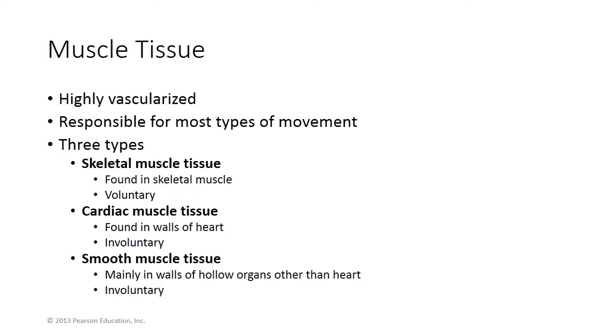Then you have your muscle tissue. Now, muscle tissue, yeah, it's got a good blood supply, responsible for movement. What do you have with muscle tissue? Well, skeletal muscle, voluntary, cardiac muscle in the heart, involuntary, smooth muscle, walls of hollow internal organs. You'll find smooth muscle within the tracheobronchial tree. You'll find smooth muscle also within the GI tract. You'll find smooth muscle in the iris of your eye. It's involuntary.